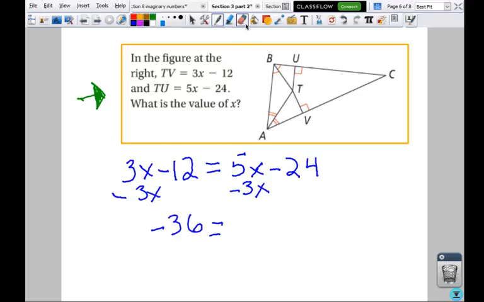I'm confused. 12 equals 2x. You're kind of combining some steps in there. So you minus 3x on both sides, and then if you're gonna do it, make it a little speedier. You add 24 to both sides, you get 12 equals 2x.